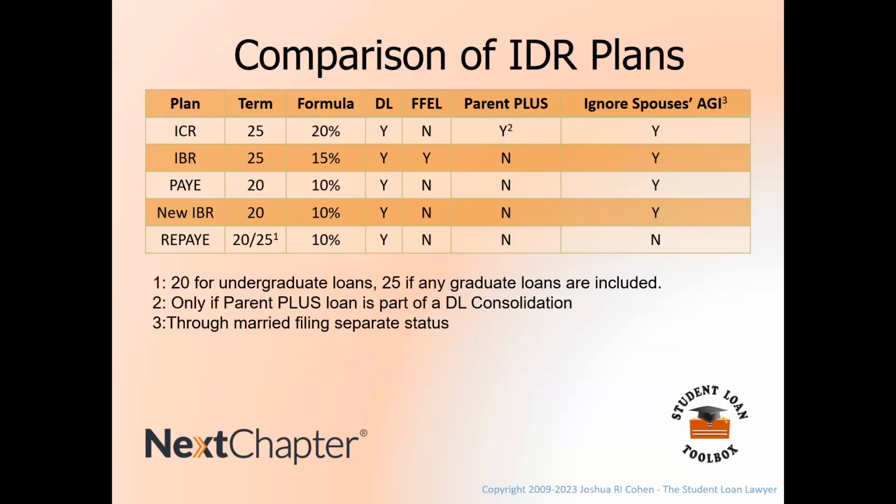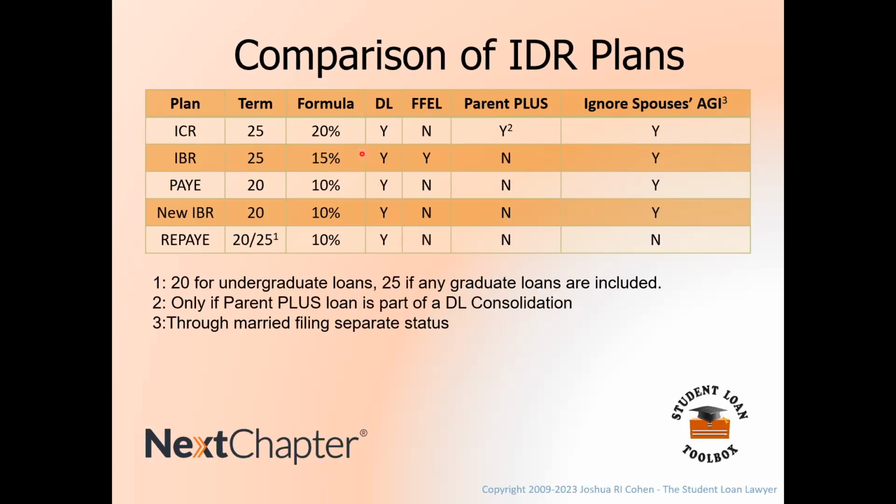Again, this right here is a good cheat sheet. I know that you're going to get a copy of this when we're done. Hold on to this, because this is important. This gives you all the details. So these are all of your plans: ICR, IBR, PAYE, new IBR, and REPAYE. The term, you get forgiveness after 25 years of ICR or IBR. PAYE gets forgiveness after just 20 years. And REPAYE is 20 or 25, look at footnote 1. If you only have undergraduate loans, REPAYE gets forgiveness after 20. If you have any graduate loans, then it's 25 years on you. Why? Because as a graduate student, you make more money. Tell that to the social worker.